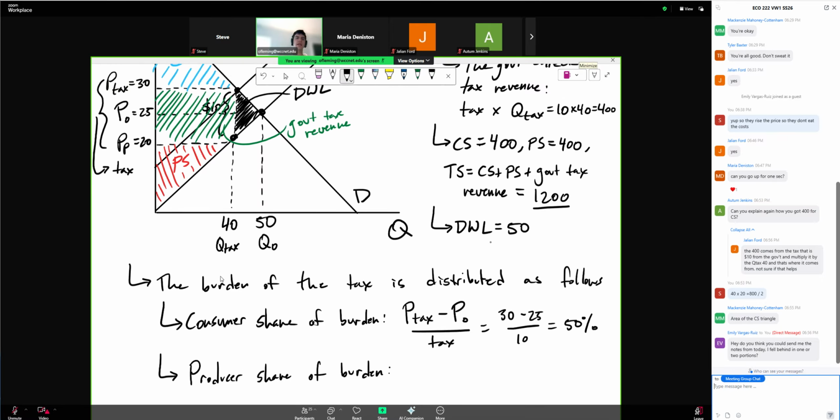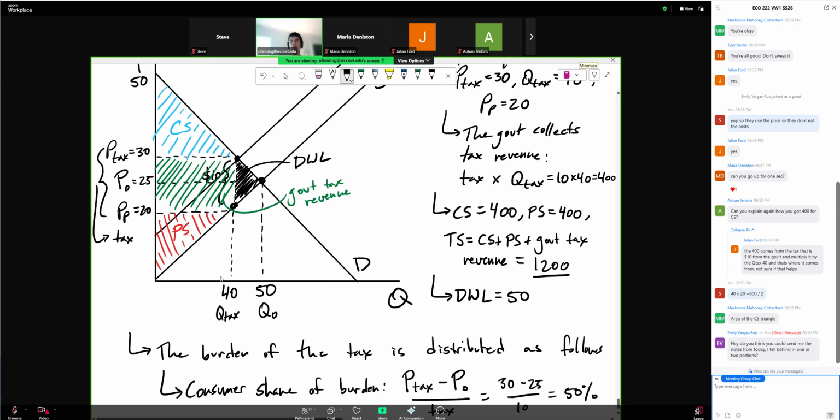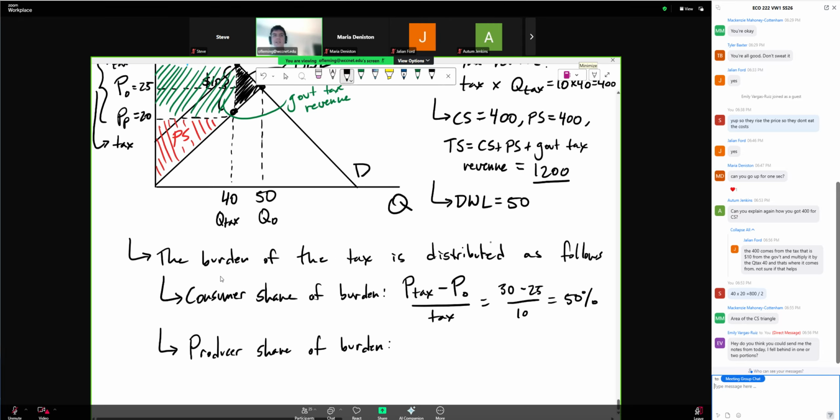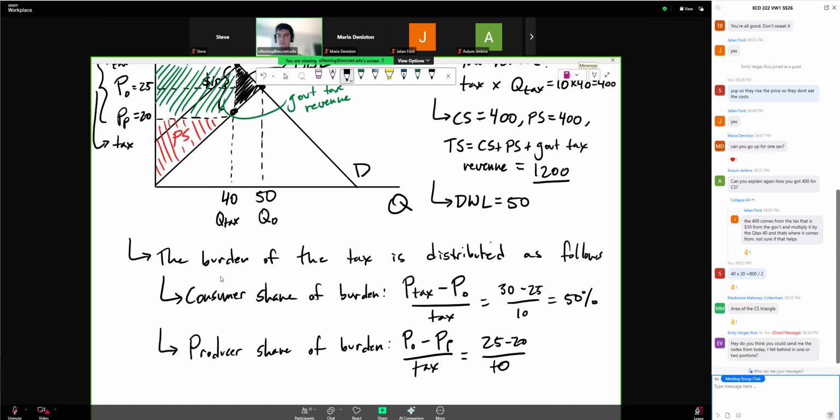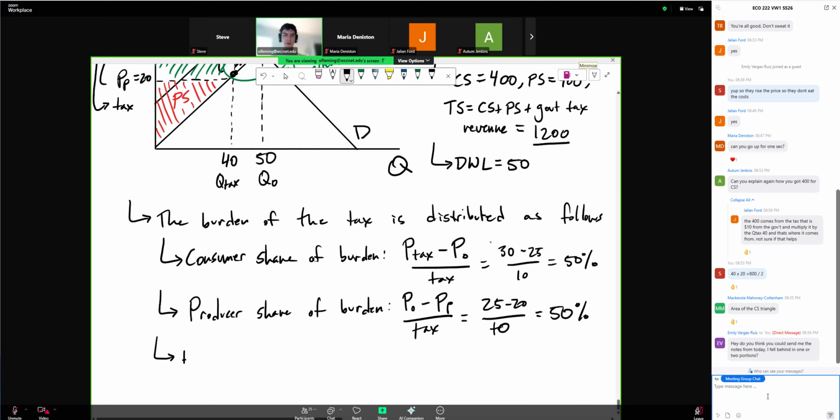of burden is going to be effectively, look, if you look at the producer price, it was $25. Now, as a result of the tax, producers now only receive $20 for the good. So in other words, they lost $5, right? They basically paid $5 of the tax. So we would say it's equal to P0 minus PP divided by the tax, which in this case is going to be 25 minus 20 divided by 10, which is going to be equal to also 50%. So the consumer share and the producer share of the tax burden always add up to 100%, right? So here consumers and producers share the tax burden.